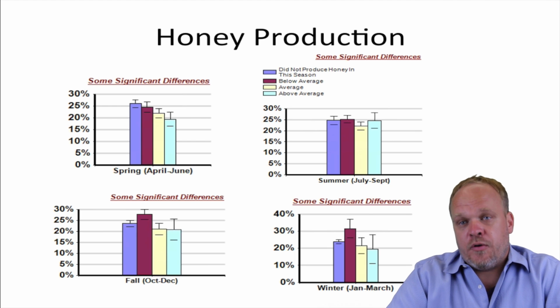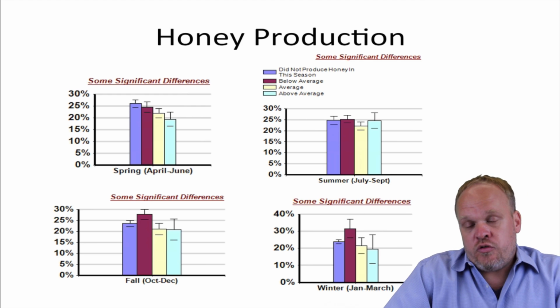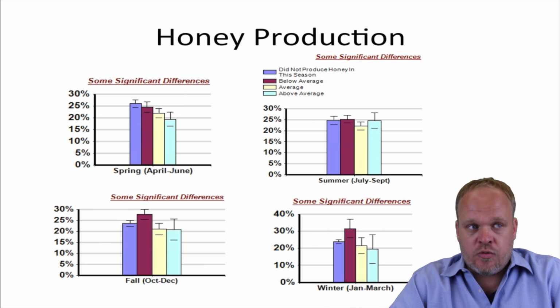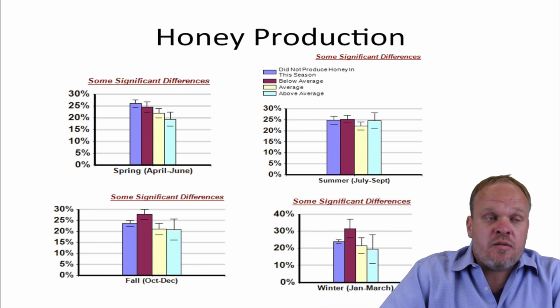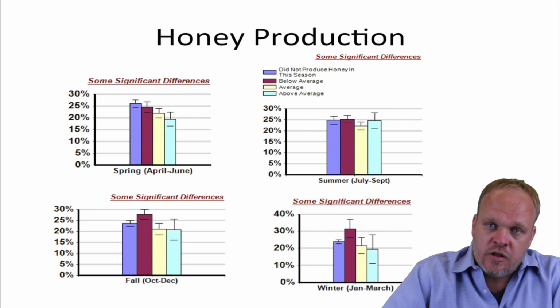We can also look at honey production, and we can ask beekeepers, do you usually produce honey in this season? Did you produce more than average, average, or below average? And it seems that there was a strong relationship between the time of year that they produced honey and survivorship.